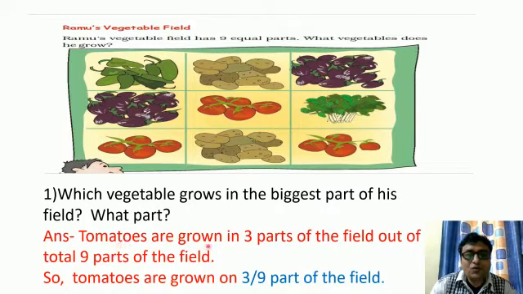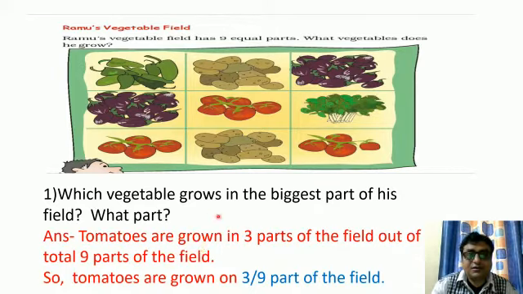So tomatoes are grown in 3 parts of the field out of total 9 parts. So you can clearly see three parts, 1, 2, 3, and total 9 parts. So tomatoes are grown in 3 parts of the field. There are two different questions, okay? And next question is what part? So tomatoes are grown on 3/9 part of the field. So out of 9 parts, 3 parts tomatoes are grown. So 3/9 parts of the field. So you should understand this difference between two questions.